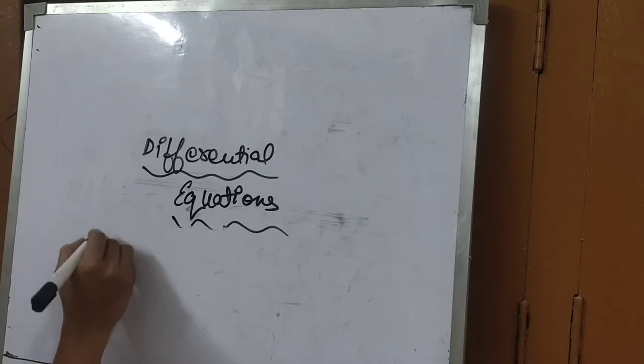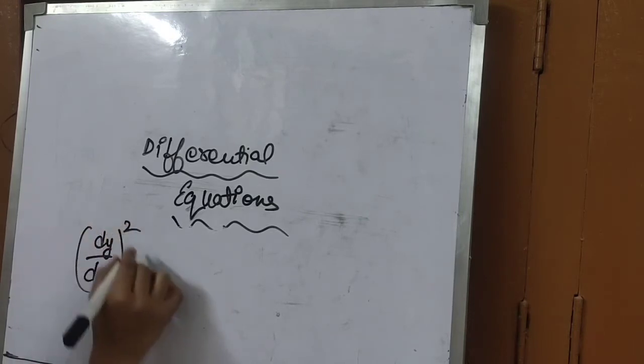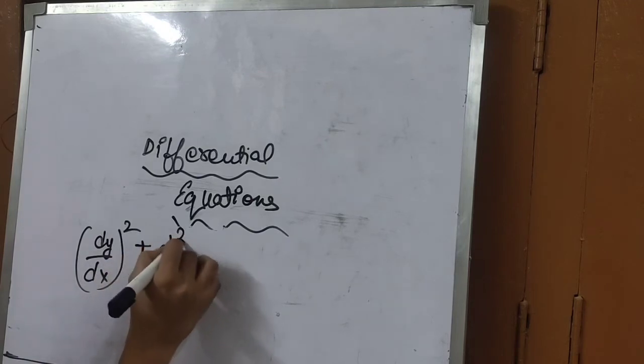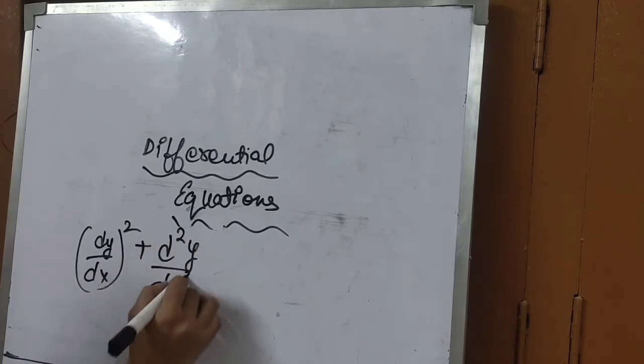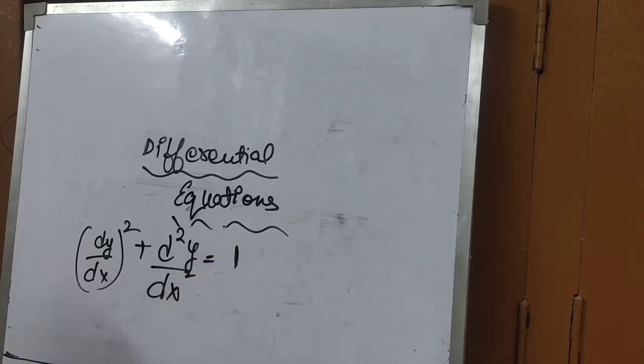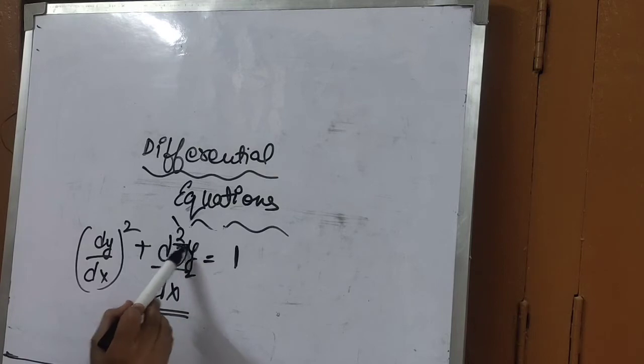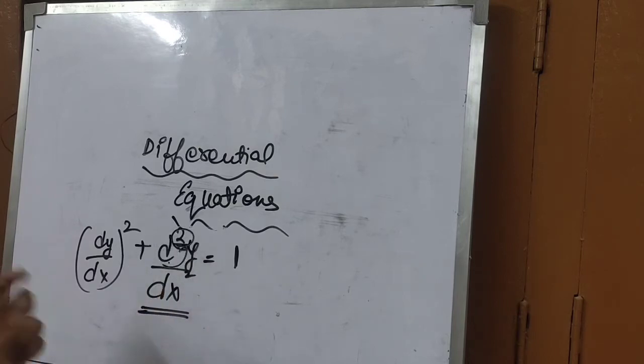For example, if I say dy by dx to the power 2 plus d2y by dx square is equal to 1. For example, this is my equation. Here this is my order, because I am double differentiating it, with the value 2. That is, I have differentiated my function 2 times. So I say that the order of the function is 2.